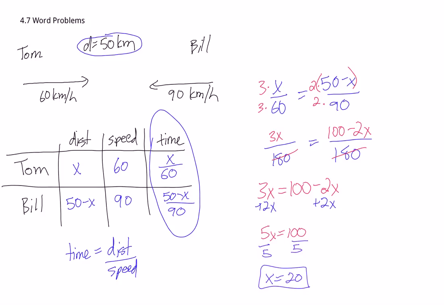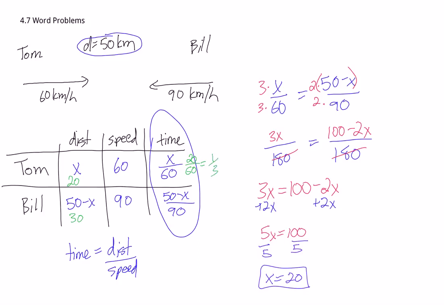Okay, so once you have your answer, now you want to go back to the chart to make sure you know what that actually means. So when we look at the chart, if x equals 20, that means Tom drove 20 kilometers because he was the x. So then Bill is 50 minus 20, which would be 30. And then we can also put them in the time part. So if we put 20 in for x here, we'd have 20 divided by 60, which is 1/3, so it's basically taking 1/3 of an hour, or because it's over 60, it's 20 minutes.